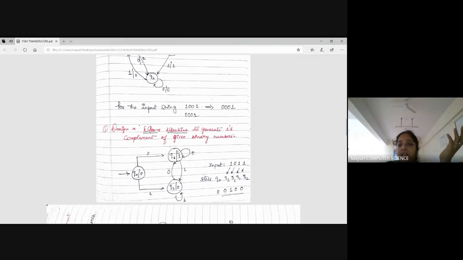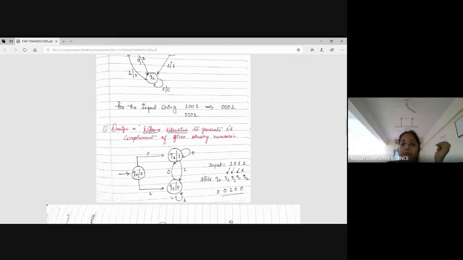Now, here you can see that this state's output is 1. Even Q1 has zeros and ones. So for a state with output 1, if I give input 0, it has to go to a state with output 1. That state is this state itself. So for the input 0, I am going to Q1 itself because it is giving me output 1.